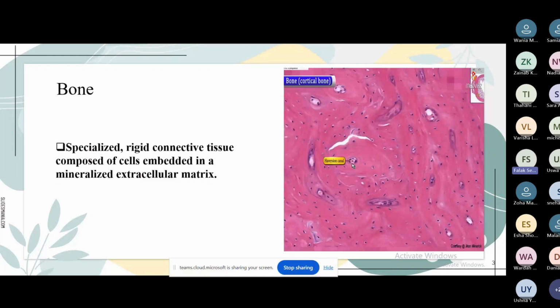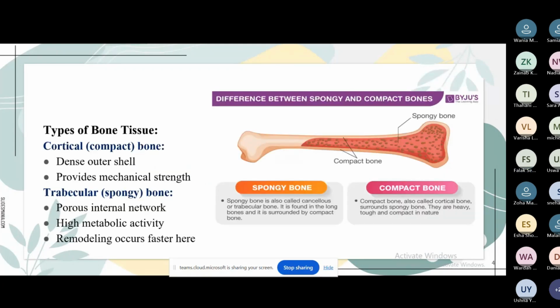Now coming to the types of bones, you know that there are two types of bones, the cortical and the trabecular bone. The cortical bone is also known as the compact bone, and it's the denser outer shell of the bone, and it's responsible for the provision of mechanical strength. While trabecular bone is also known as spongy bone. It's the porous internal network with high metabolic activity, and this is the site where most remodeling occurs very fast. You can see here in the picture as well that we have the spongy bone and the compact bone, and the difference is very much clear.